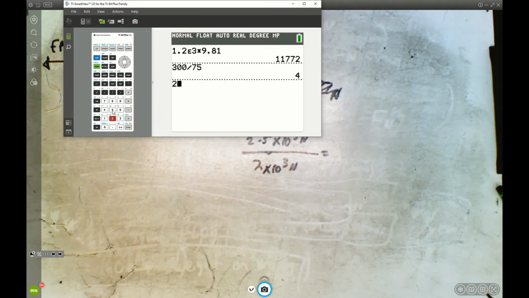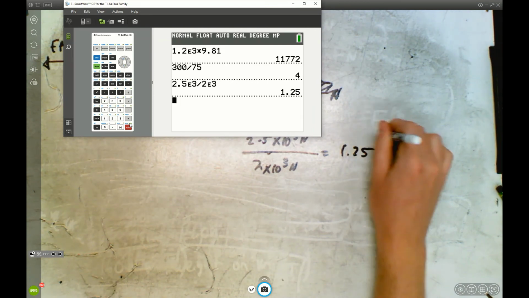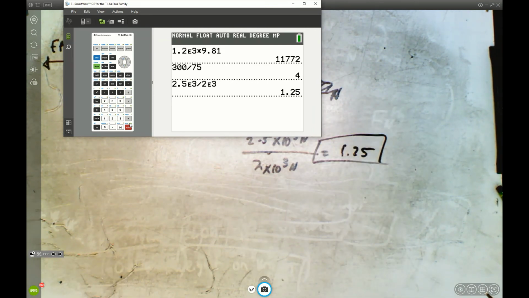2.5 times 10 to the 3 divided by 2 times 10 to the 3, and we get 1.25 as our coefficient of static friction.